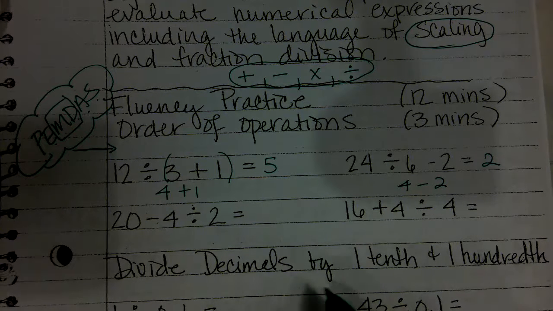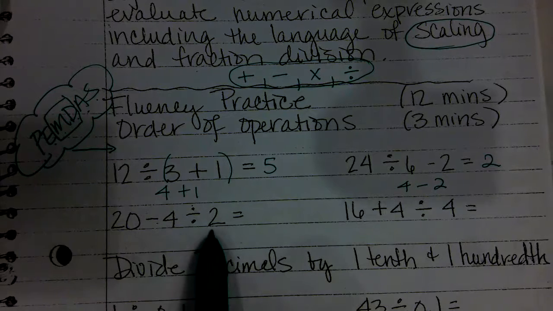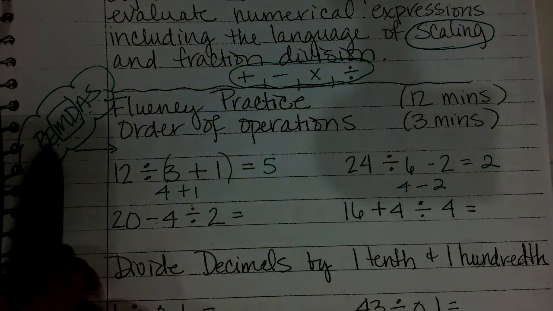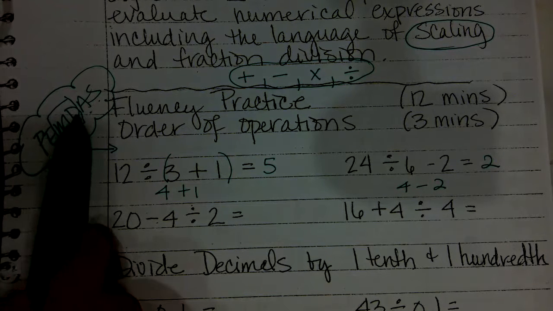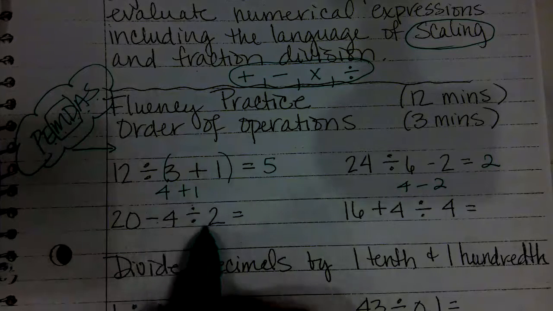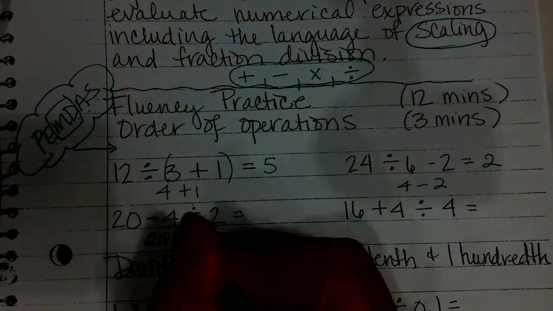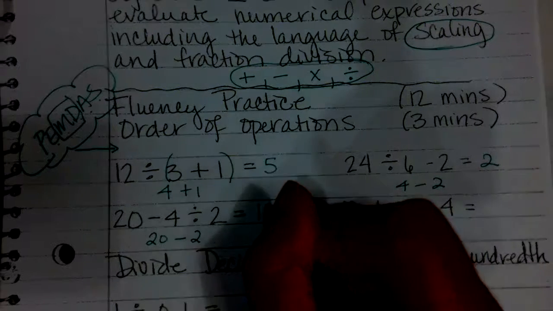What is 20 minus 4 divided by 2? What should we do first? Do we have parentheses? No. Do we have exponents? No. Do we have multiplication? No. Do we have division? Yes. So we're going to solve 4 divided by 2 first. We're going to go 20 minus 4 divided by 2, which is 2, which is 18.